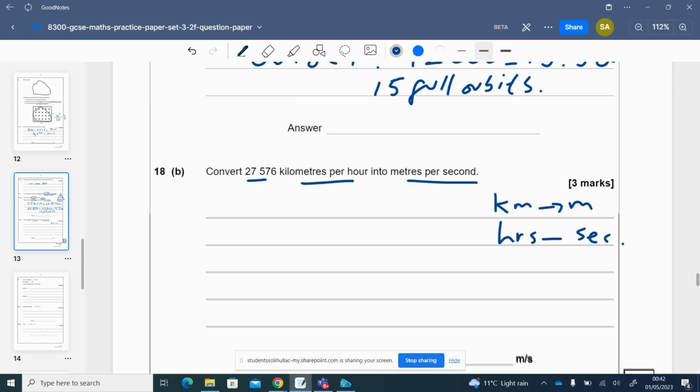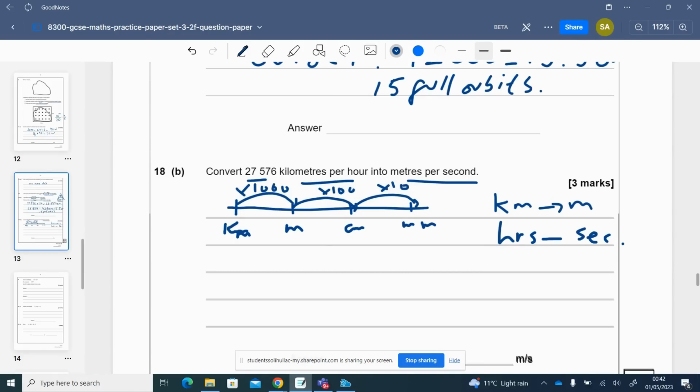Right. So let's first write down the conversion chart. Kilometers is a unit for length. Kilometers, then we have meters, then centimeters, and then millimeters. To change from kilometers to meters, we need to multiply the number by 1,000. From meters to centimeters, we multiply by 100, and centimeters to millimeters, we multiply by 10.